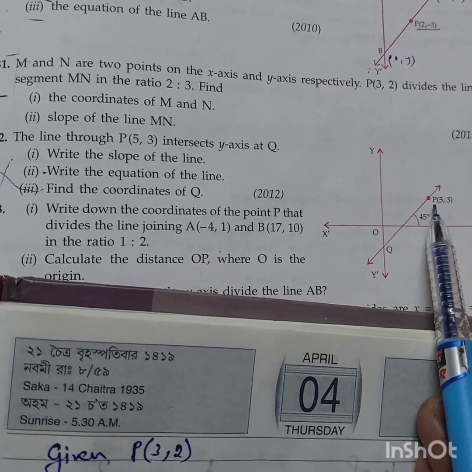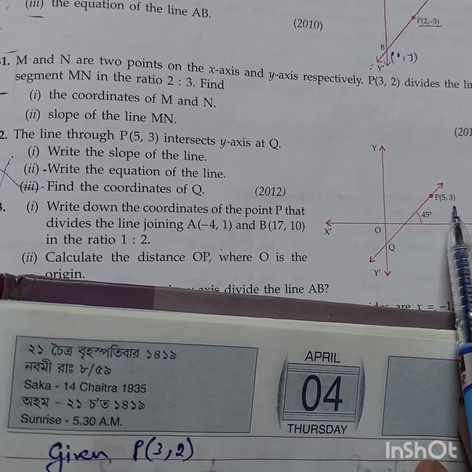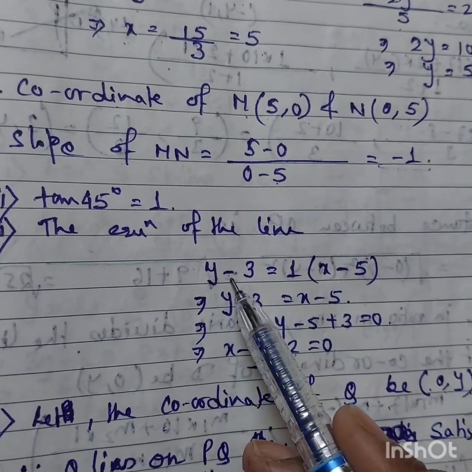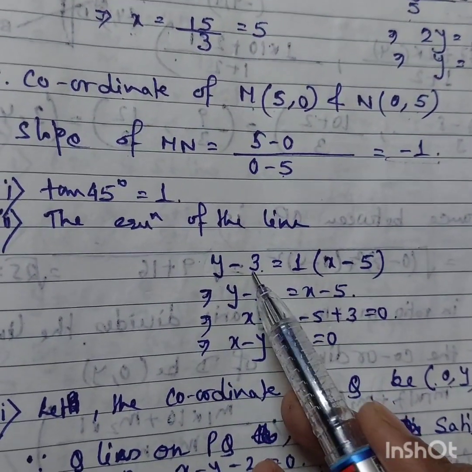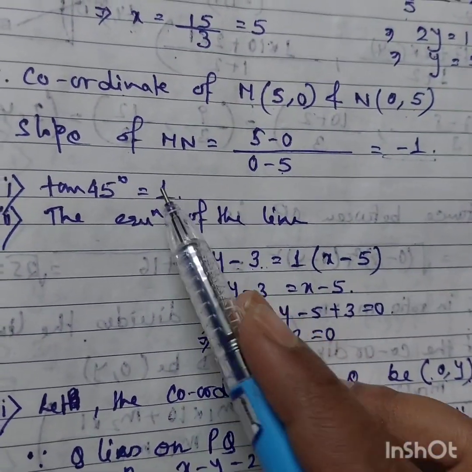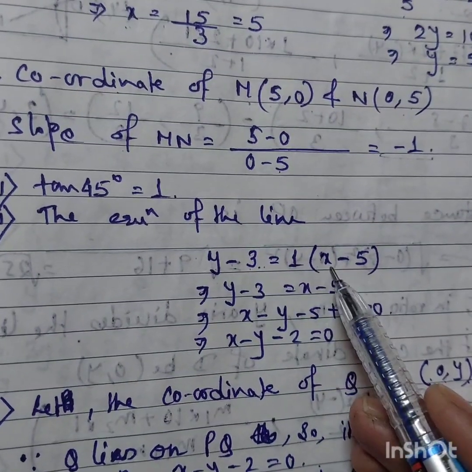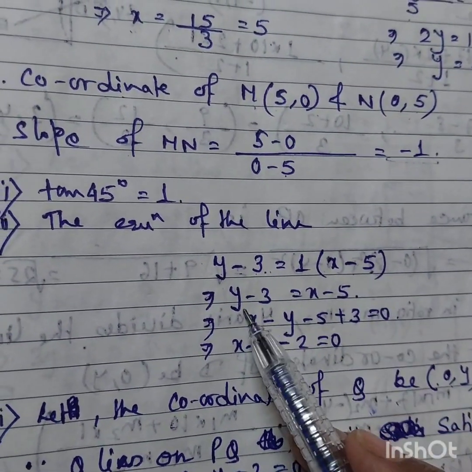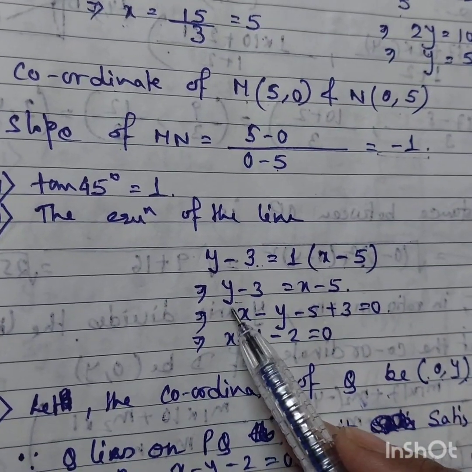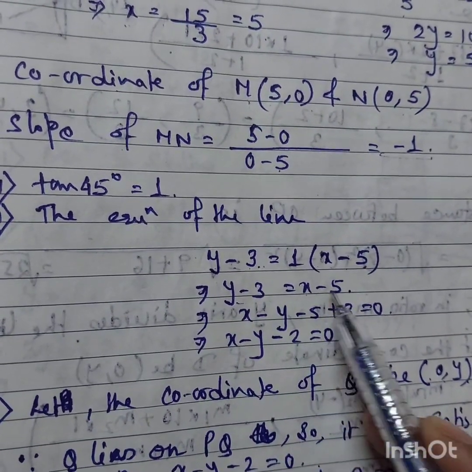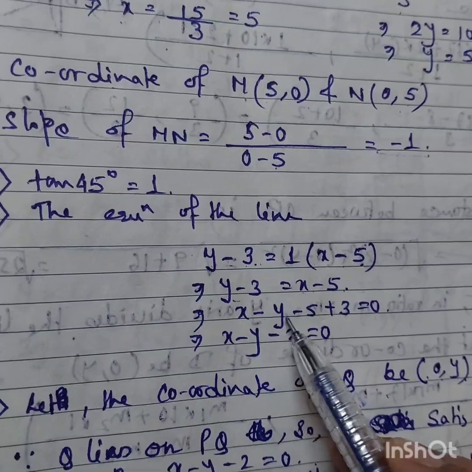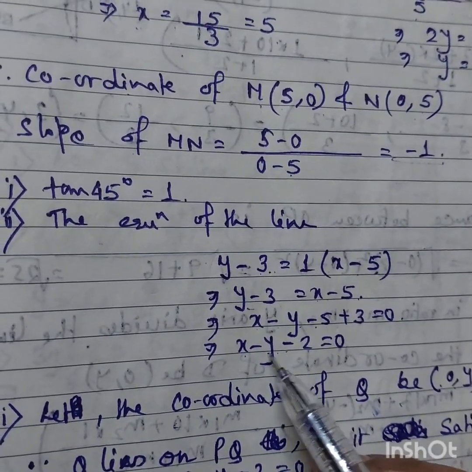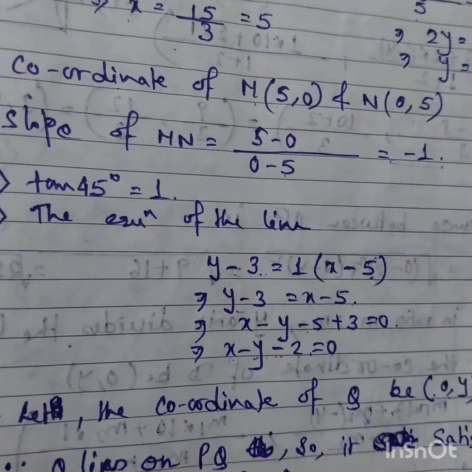Since the line passes through this point and we know the slope, how will we find the equation? That is y minus y1, that is 3, equal to m, the value of m is 1, into x minus x1, the value of x1 is 5. So after calculating, you will get y minus 3 is equal to x minus 5. That means x minus y minus 5 plus 3 equals 0. Final answer will be x minus y minus 2 equals 0.